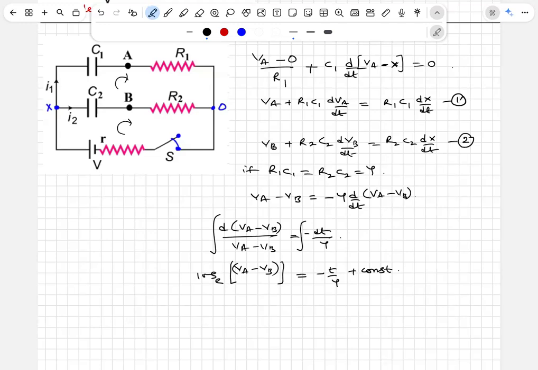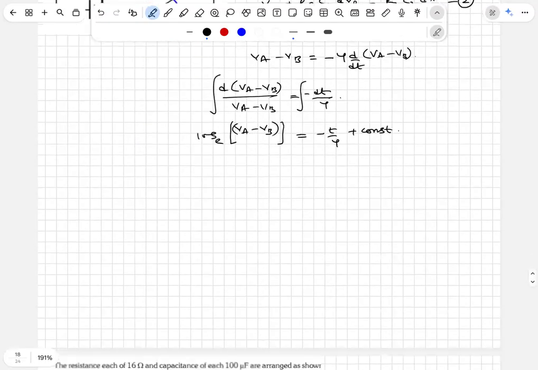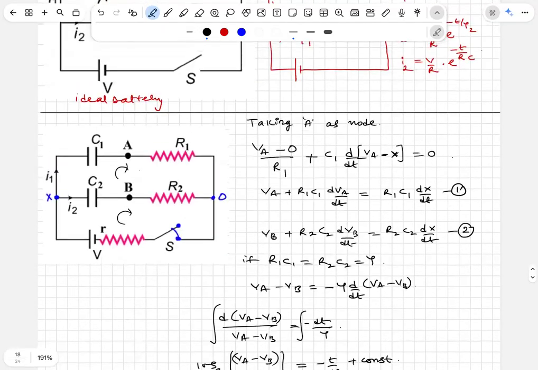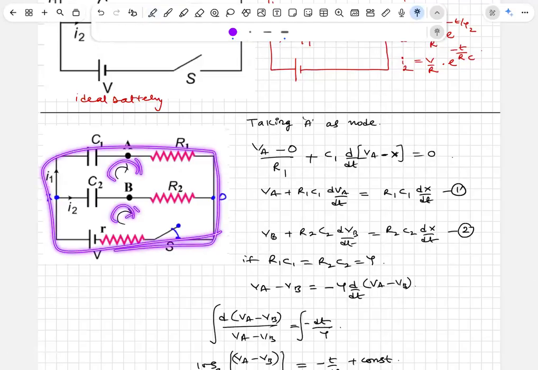a very clear information is required for us to approach such problems. For example, if that information is not given properly, what I will normally do is take this as one loop, this as another loop, this as another loop. I'll get three equations. I will obtain the expressions for I1 and I2. Thereafter, I will proceed with the problem. But don't ask VA minus VB in such a situation. It's very complicated.